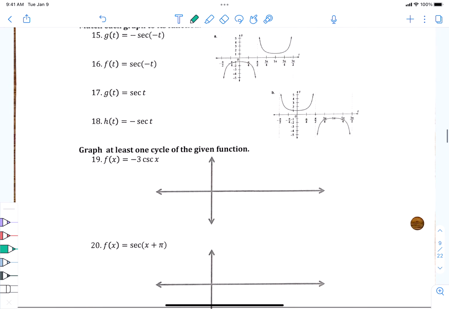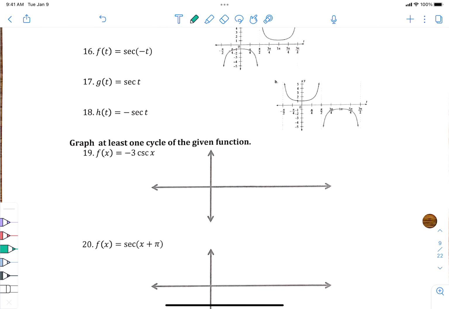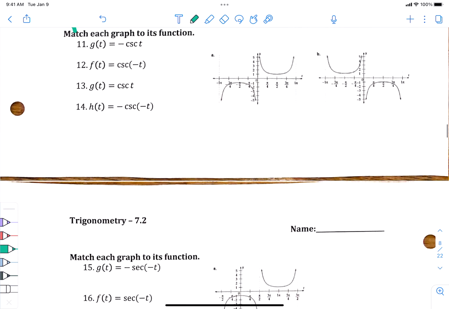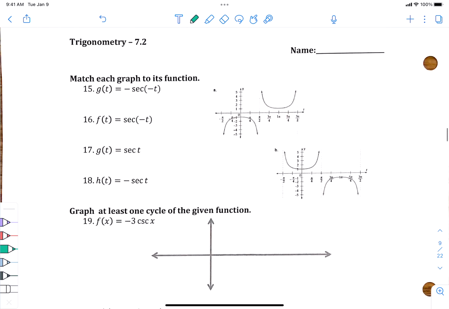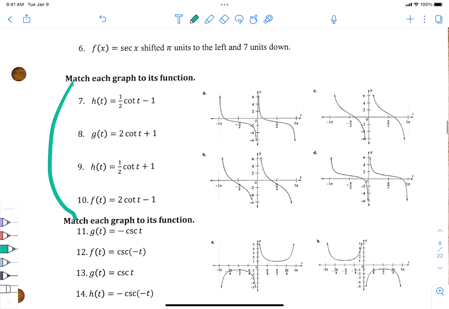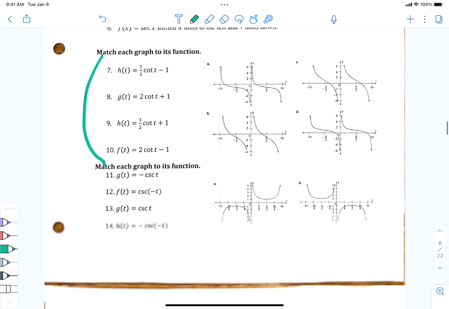So skip 7 through 10 and skip number 20. Wait, we're skipping what? You mean 21, not 20. Skip 7 through 10 and any of them that have cotangent. 7 through 10 and 21 you can skip. But don't cross them off because we'll do them later.